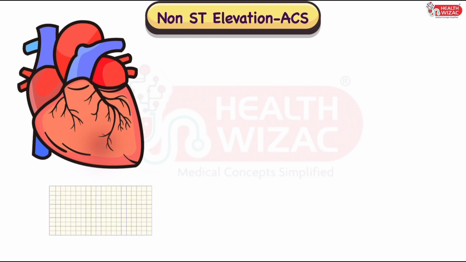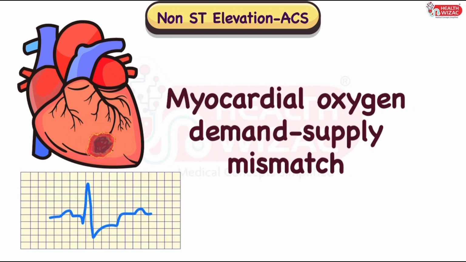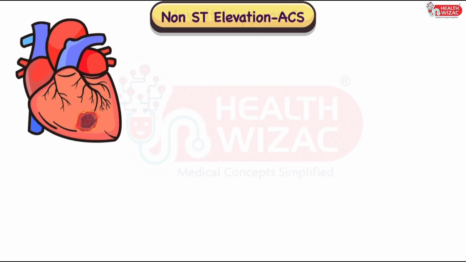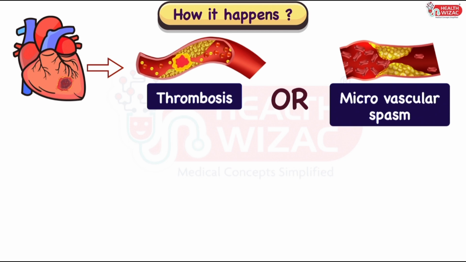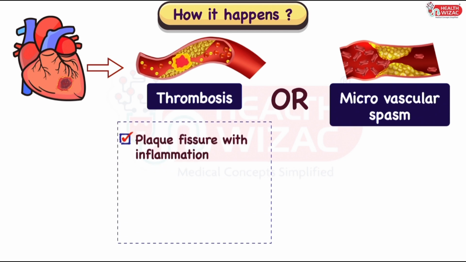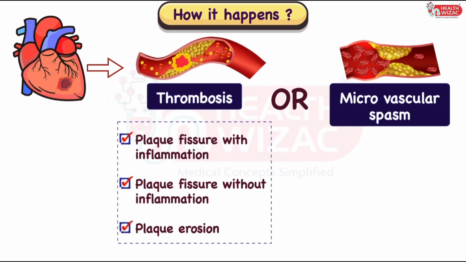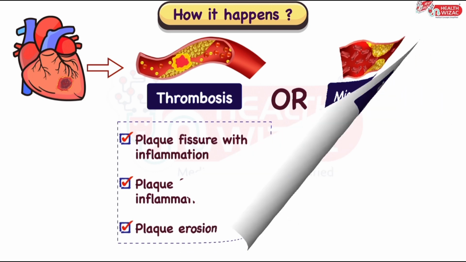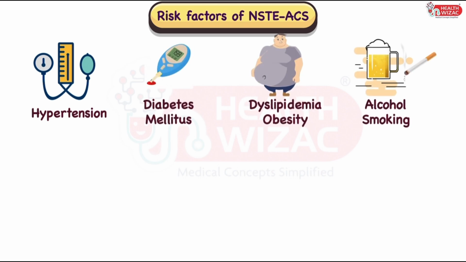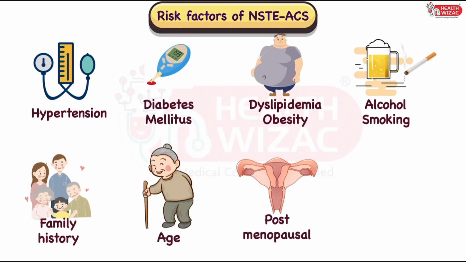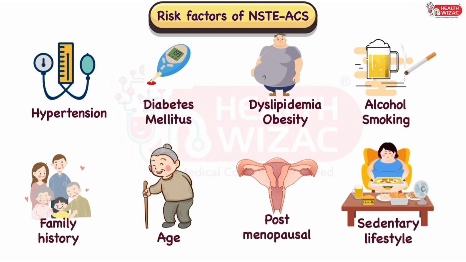Non-ST elevation ACS is a clinical condition arising due to imbalance between myocardial oxygen demand and supply. The major culprit behind the event is either a coronary arterial thrombosis or coronary microvascular spasm. Coronary arterial thrombosis may be due to plaque fissure with inflammation, plaque fissure without inflammation, or plaque erosion. The major risk factors leading to the event include hypertension, type 2 diabetes mellitus, dyslipidemia, obesity, alcohol and smoking, family history, age, postmenopausal female, and sedentary lifestyle.